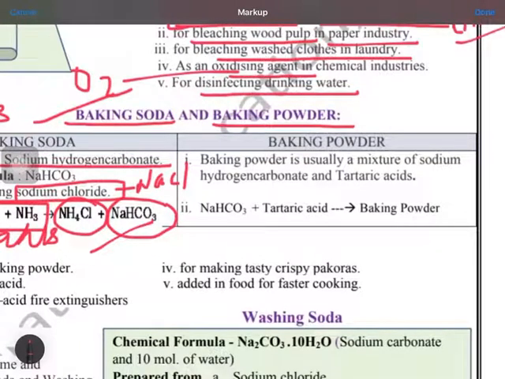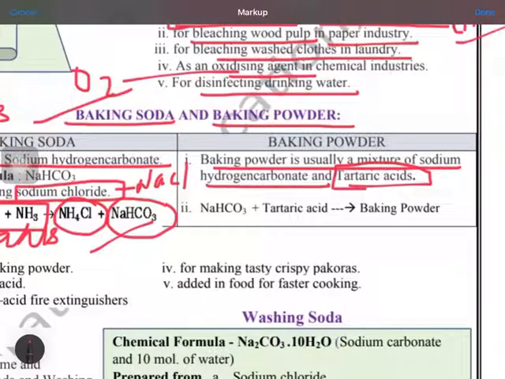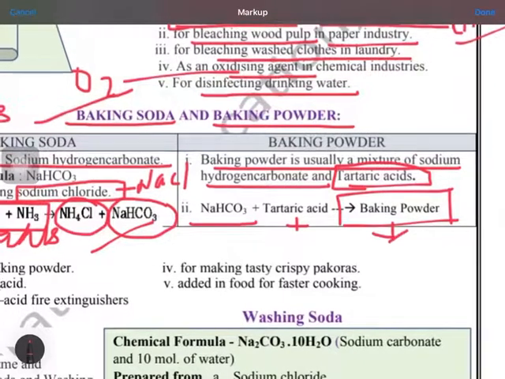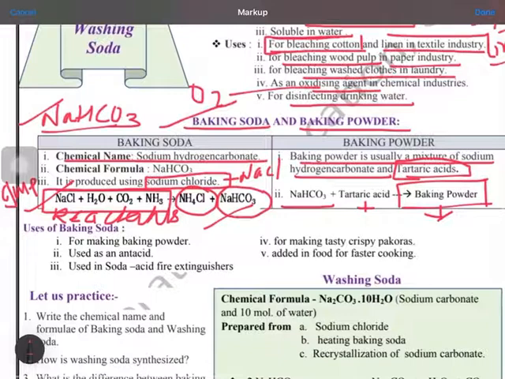Now the baking powder. Baking powder is actually a mixture of sodium hydrogen carbonate and tartaric acid. In a previous board exam, this question came: write the formula of baking powder, but the option for this was not given, and the marks were awarded to all the students. Sodium hydrogen carbonate, which we obtained from this, when tartaric acid is added to it, we get baking powder, and this is the powder which we use in our kitchens. Okay, so this is important.